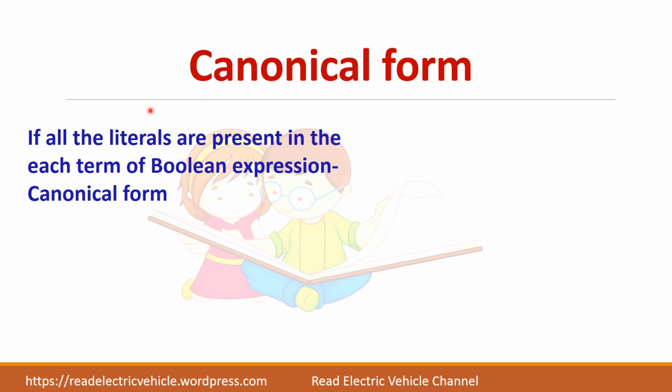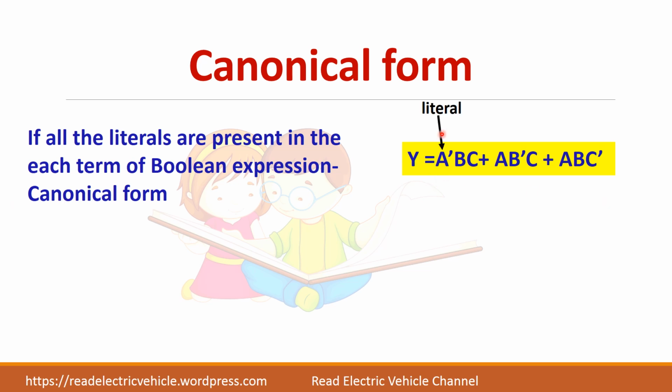Now what is canonical form? If all the literals are present in each term of the Boolean expression, we call it canonical form. What do you mean by that? You see this expression. It is a 3 variable function. A, B and C are there. Here also I have 3 variables, here also 3 variables. So this is said to be canonical form.